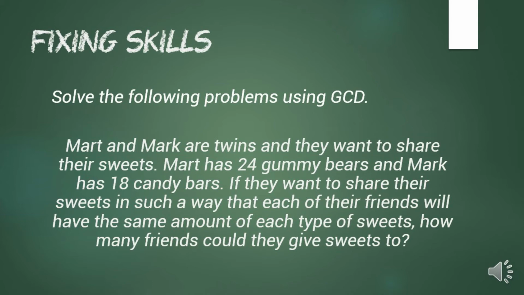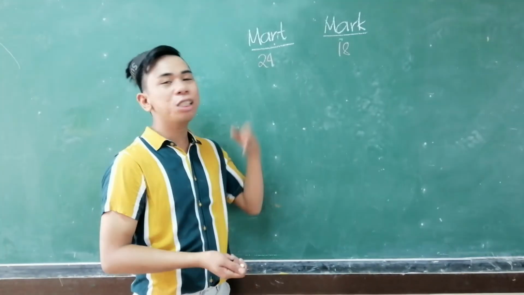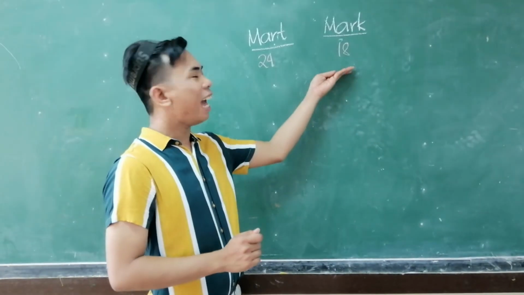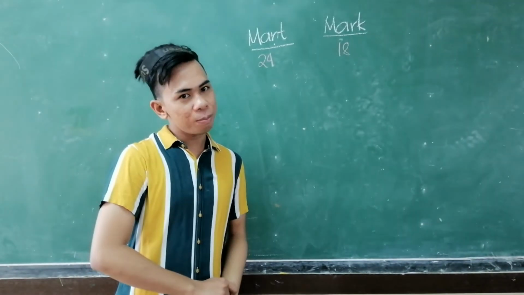Mark and Mark are twins, and they want to share their sweets. Mark has 24 gummy bears, and Mark has 18 candy bars. If they want to share their sweets in such a way that each of their friends will have the same amount of each type of sweets, how many friends could they give sweets to? Based on our problem earlier, Mark has 24 gummy bears and Mark has 18 candy bars.